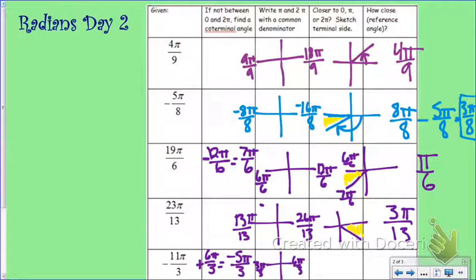Going in the negative direction, it's going to be closer to 6 pi over 3, so that means if I'm moving in this direction, I'm going to end in the first quadrant. So the terminal side of my angle is going to be in the first quadrant, which means the reference angle is simply the value between the x-axis and the terminal side, which in this case is just pi over 3.